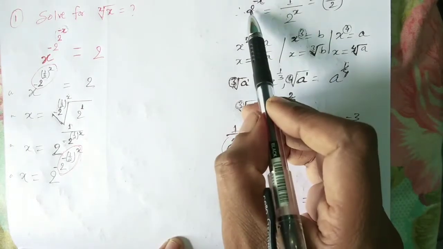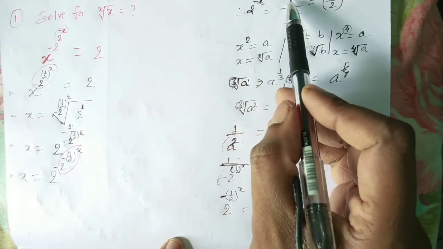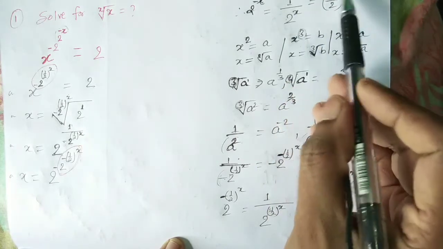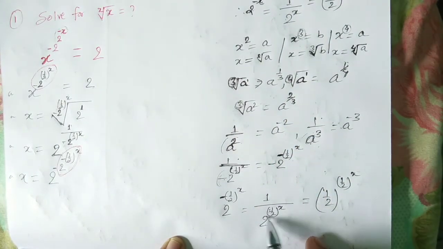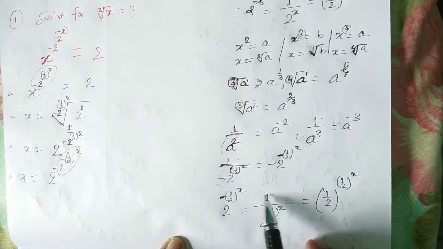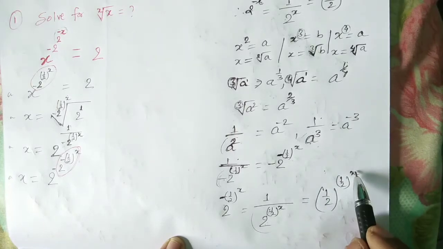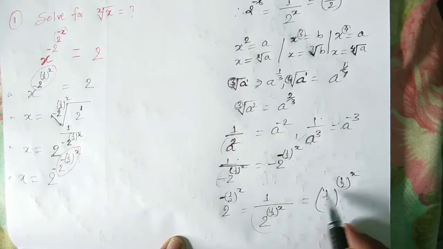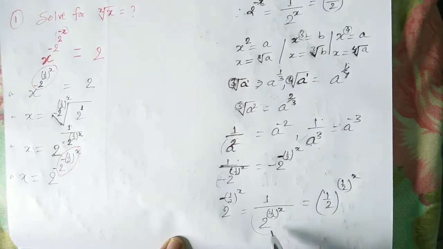See here, if we had 2 power minus x, then this was written in the form of 1 by 2 power x, and this can also be written as 1 by 2 whole power x. So in the same way, we have here 1 by 2 power 1 by 2 power whole power x. So this can also be written as 1 by 2 whole power 1 by 2 power x, because 1 to the power something is 1, and 2 to the power this is the same 2 to the power 1 by 2 power x.